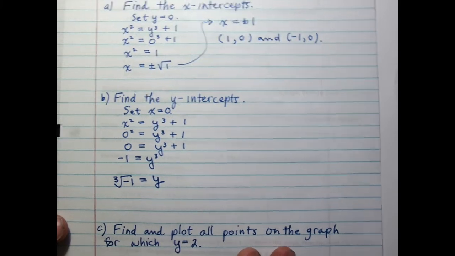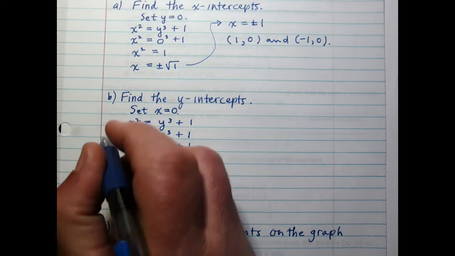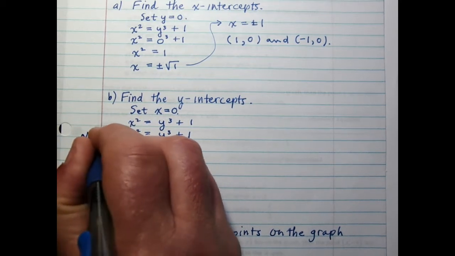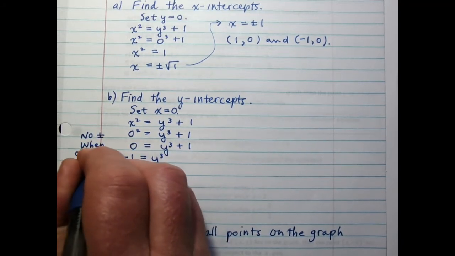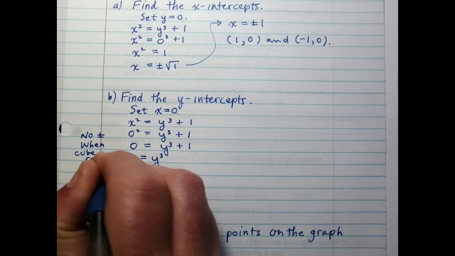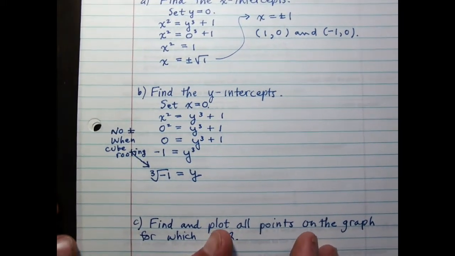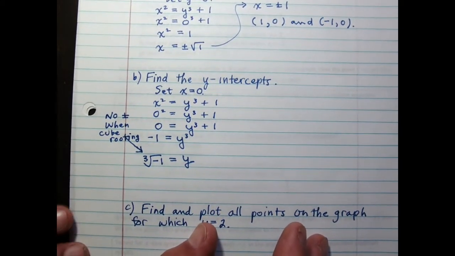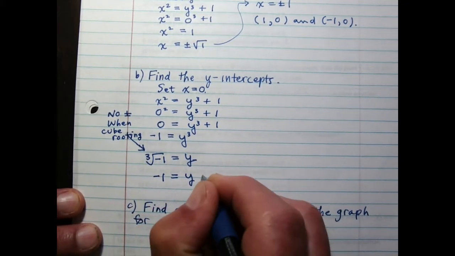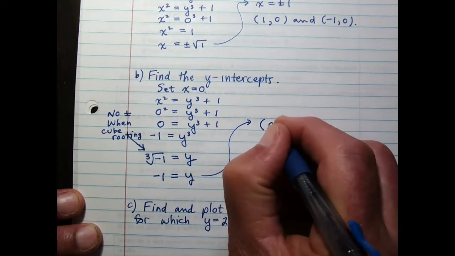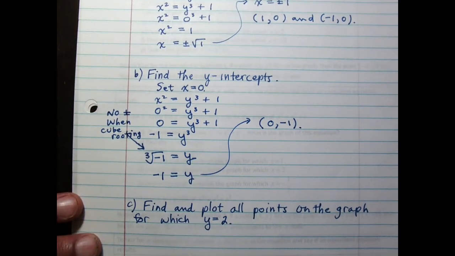And just before we go further, I just want to point out, because sometimes students are thrown by this, that there's no plus or minus sign when cube rooting. And that's because real numbers have just one real cube root. This is very different from square roots, where square roots come in pairs. So the cube root of negative 1 is just negative 1. We get only one value of y. So when x is 0, y is negative 1, there's just one y-intercept.